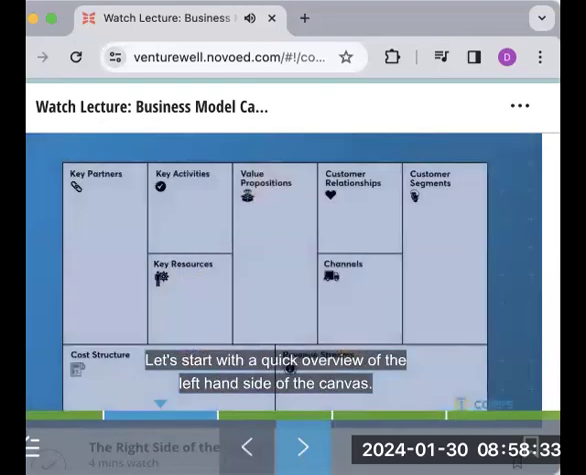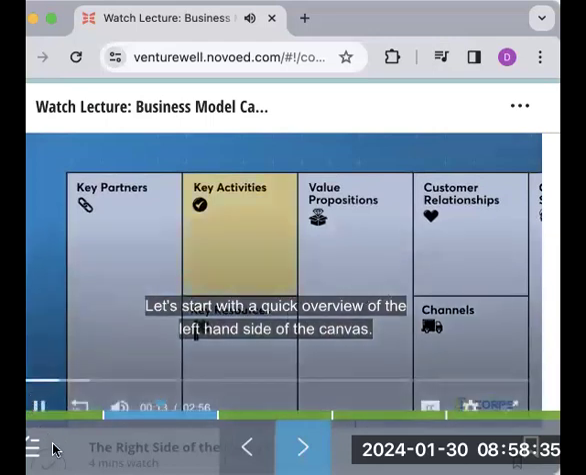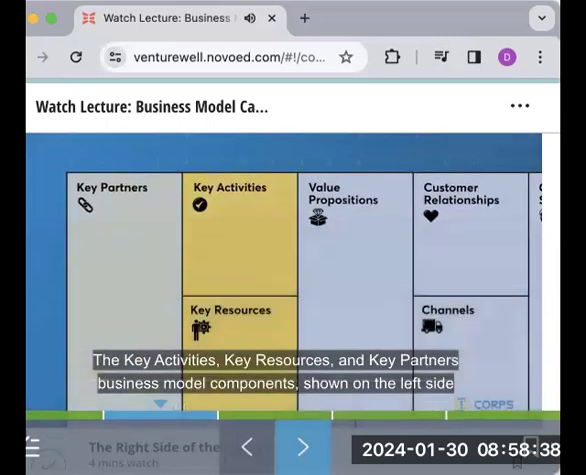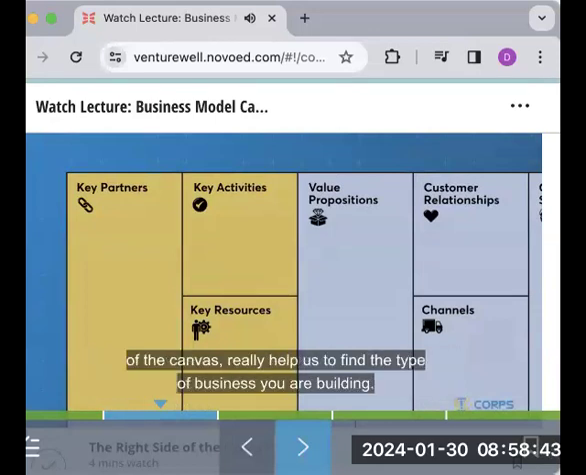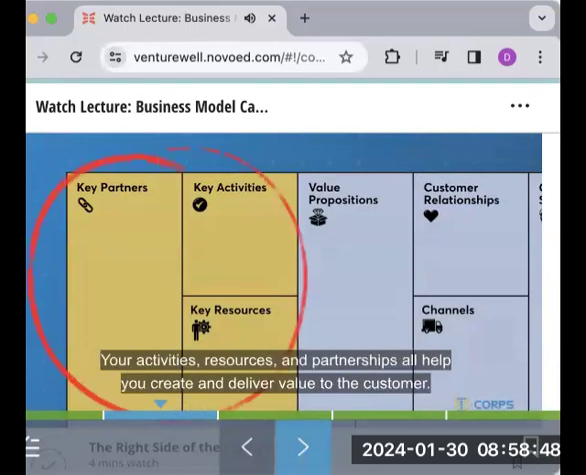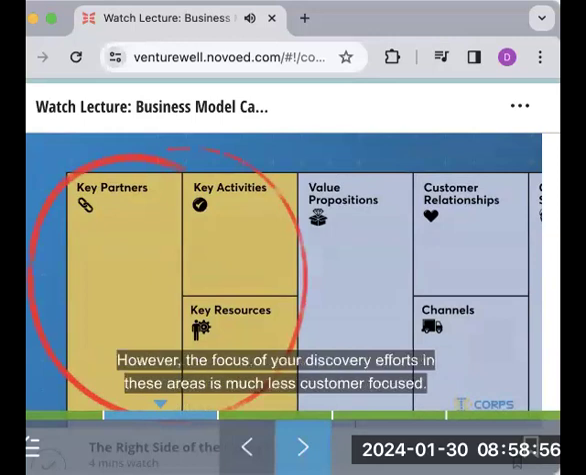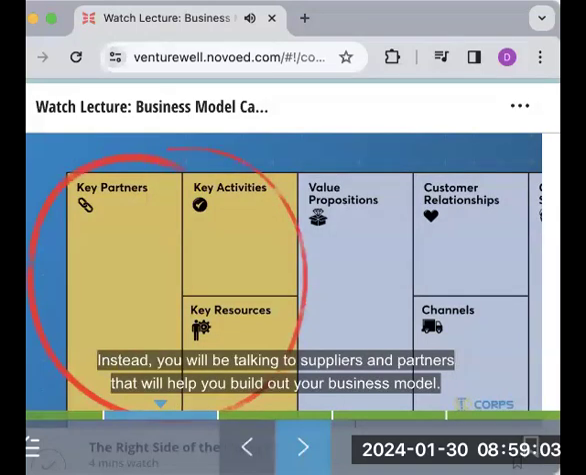Let's start with a quick overview of the left-hand side of the canvas. The key activities, key resources, and key partners business model components shown on the left side of the canvas really help us define the type of business you are building. Your activities, resources, and partnerships all help you create and deliver value to the customer. However, the focus of your discovery efforts in these areas is much less customer focused. Instead, you will be talking to suppliers and partners that will help you build out your business model.